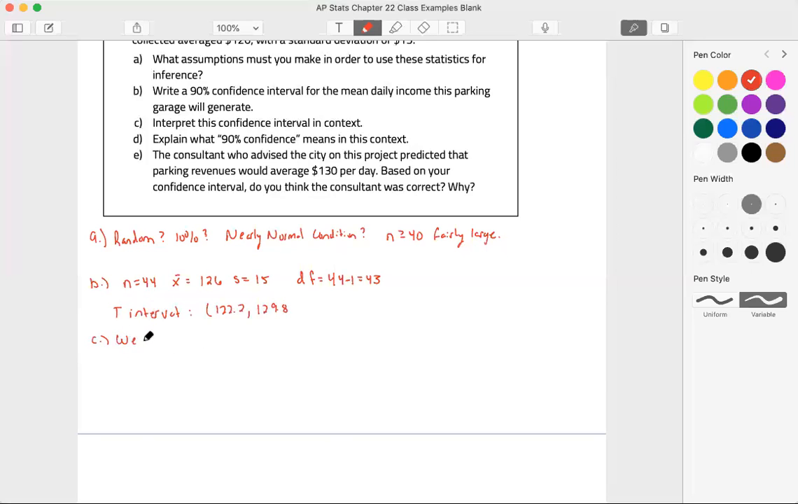So we would say we are 90% confident that the interval $122.20 to $129.80 contains the true mean daily income of the parking garage.